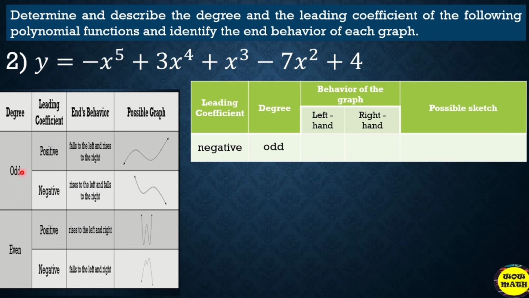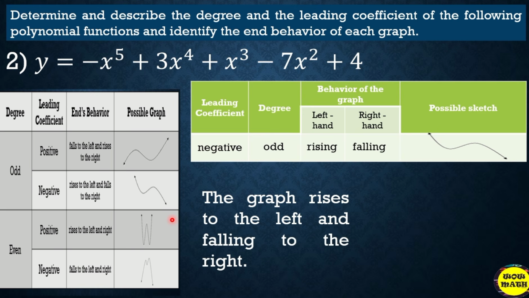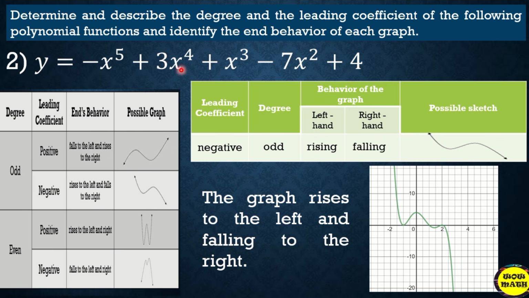So, tingin tayo dito kay negative tapos odd yung degree of polynomial. So, ano yung possible na behavior ng graph natin? Sa left side, rising, and then sa right side, falling. So ito yung possible na sketch ng graph. So therefore, the graph rises to the left and falls to the right. So kapag ginraph natin itong polynomial function na to, ito yung actual graph niya. Okay? So makikita nyo na sa left side, pataas yung graph natin and then sa right side, pababa.